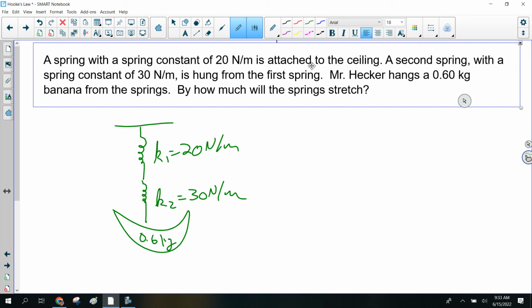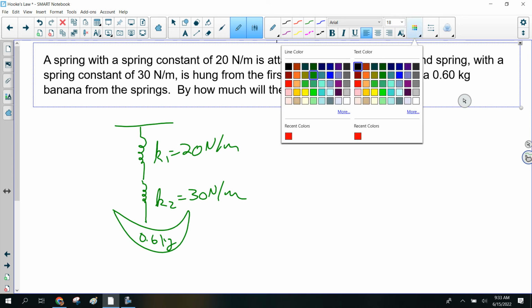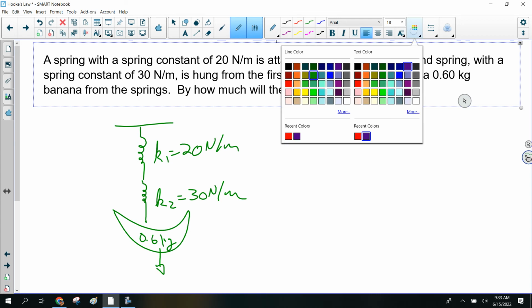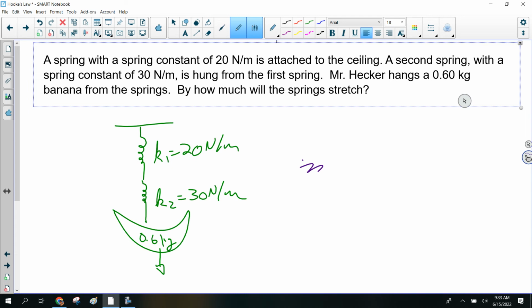So let's go ahead and put in our forces. If it's just hanging there from rest, oh, it really changed the color. Oh, I see. There we go. So our force of gravity here turns out to be negative 5.88 newtons. If it's hanging at rest, then my combined spring force is also going to be 5.88 newtons. But we need to find our equivalent spring constant.